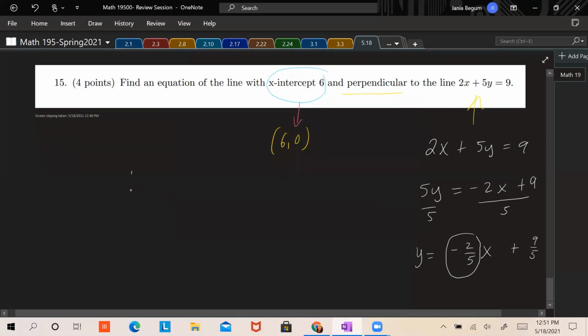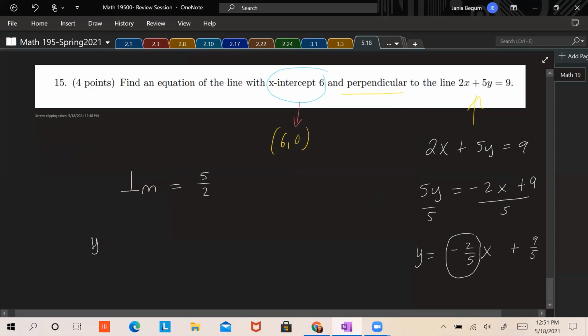I want a perpendicular slope. So what's my perpendicular slope? So this would be 5 over 2. So you negate and you reciprocate the slope. So now we have a point, we have the slope, so write down the equation of the line.